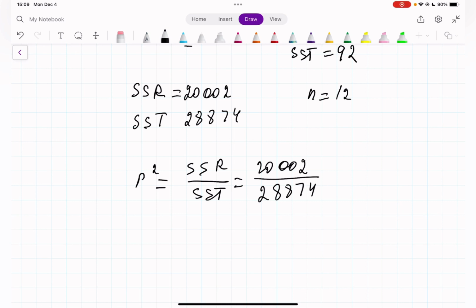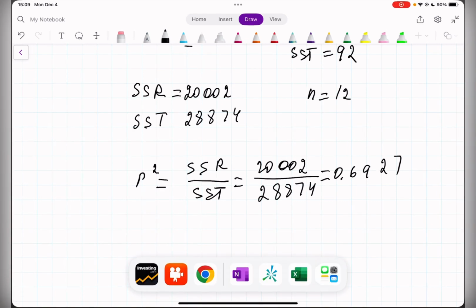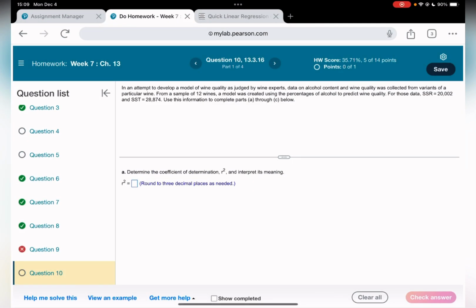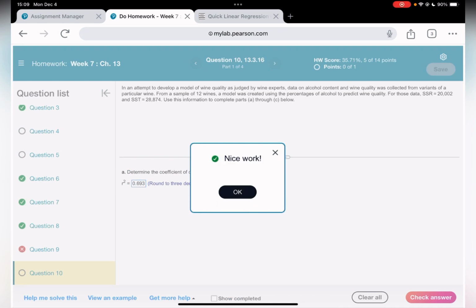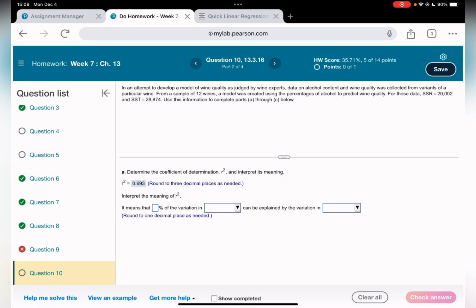So 20,002 divided by 28,874, and I'm getting 0.6927, and that's enough. So 0.693 rounded. 0.693 is the coefficient of determination. Okay, very good.